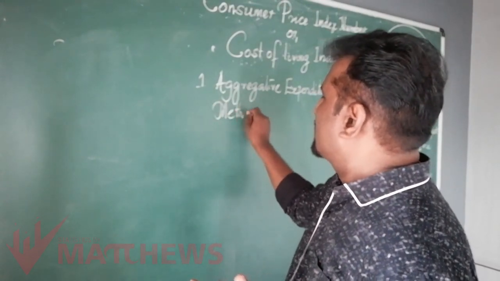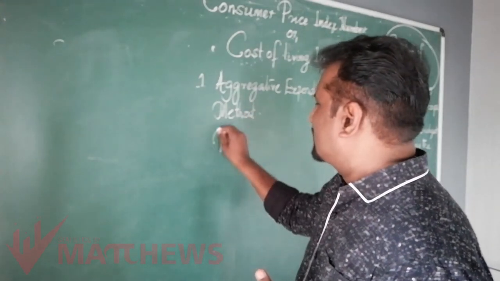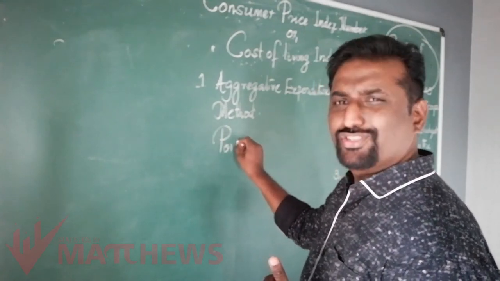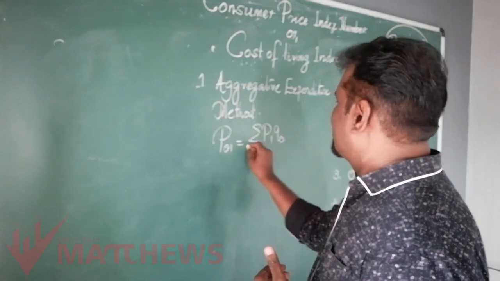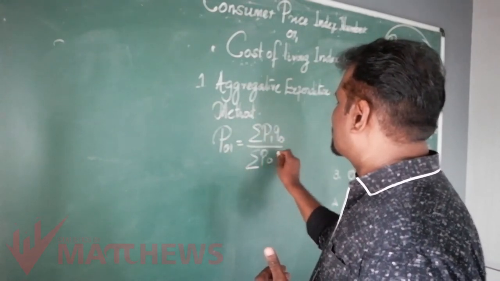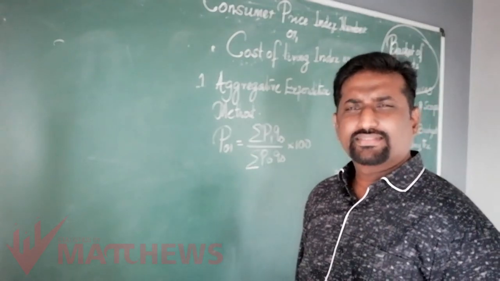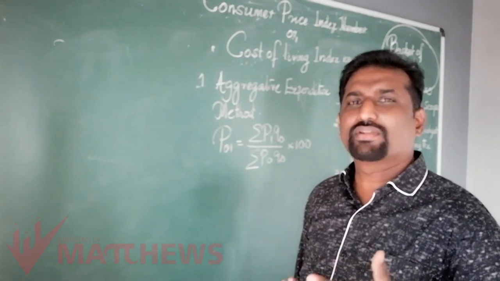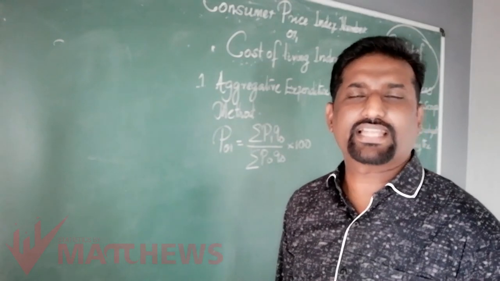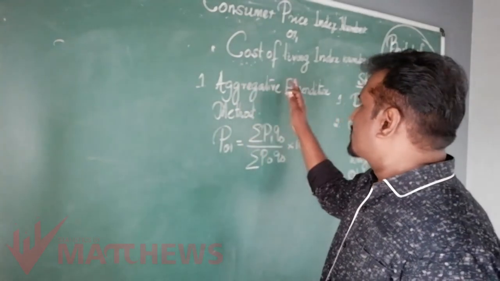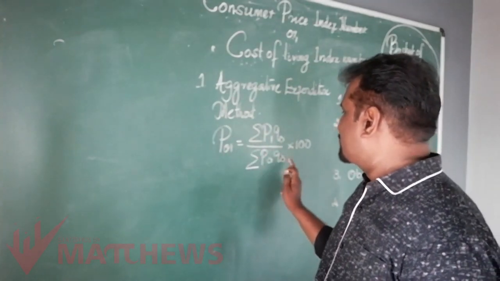Okay, this is one: the aggregative expenditure method. Now, what is the formula? It is given by P01 is equal to summation P1Q0 divided by summation P0Q0 into 100. It looks similar, is it right? Yes, it looks somewhat similar. It is the same as last year's index number. So the aggregative expenditure method is P01 equals summation P1Q0 divided by summation P0Q0 into 100.